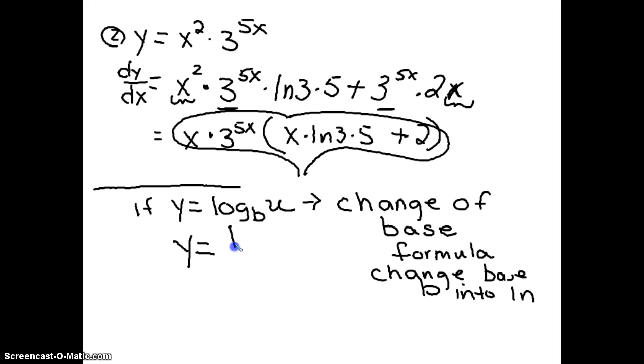So this is going to be the ln of that quantity over the ln of b. And then once you get it into that form, this ln of b is just a number. So you can write it like this, 1 over ln b, because it's a constant, times the ln of u. And then you can easily differentiate that.